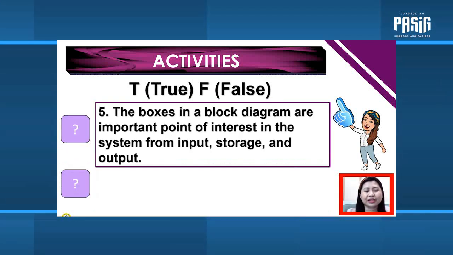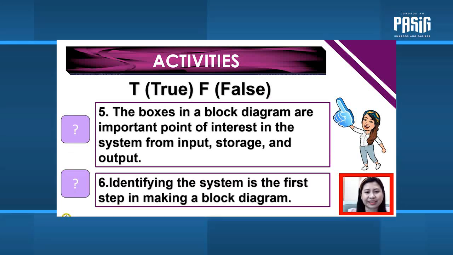Number 5. The boxes in a block diagram are important points of interest in the system from input, storage, and output. 6. Identifying the system is the first step in making a block diagram. Answers: 5. False. Storage is not included. 6. True.